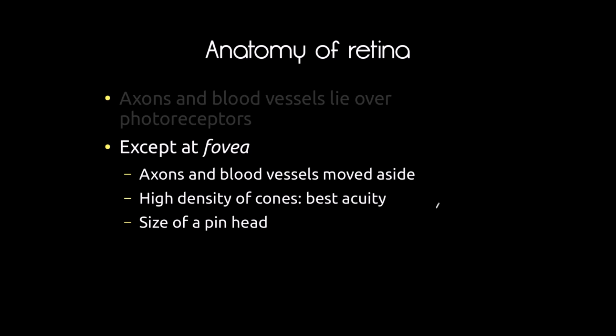Also, all the axons and the blood vessels have been moved aside from the fovea. So the fovea does not have to take light that's been passing through axons and blood vessels like the rest of the retina does. It's getting a more unobstructed pathway for light. This fovea, however, is very small. It's only about the size of a pinhead.